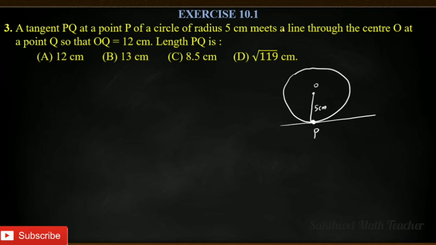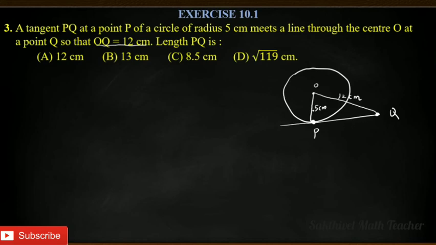Meet a line through the center O at a point Q. So we are drawing a point Q outside the circle. When I join Q and O, that OQ they have given clearly as 12 centimeters. What is the length of PQ? This length they are asking.